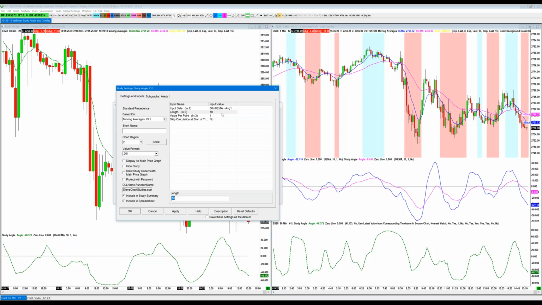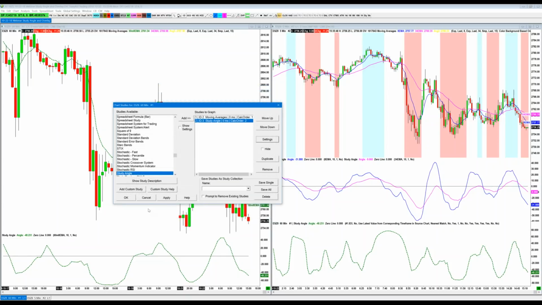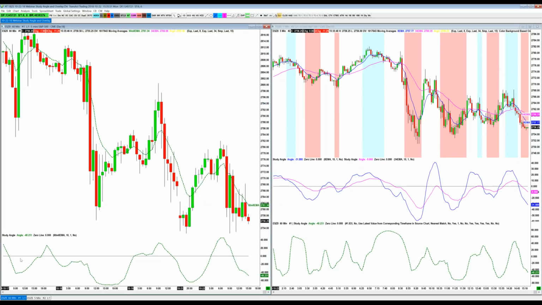So that's the overall idea behind the use of a study like this: to combine a series of filters into one, and then you can even hide the individual lines, which we'll demonstrate in a little bit. Again, on the left-hand side, we've got a 60-minute chart of the E-mini S&P with an 8-period EMA based on that 60-minute time frame, and then a line down here that measures the angle of the 60-minute EMA.